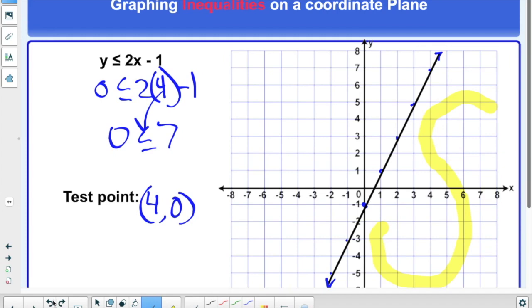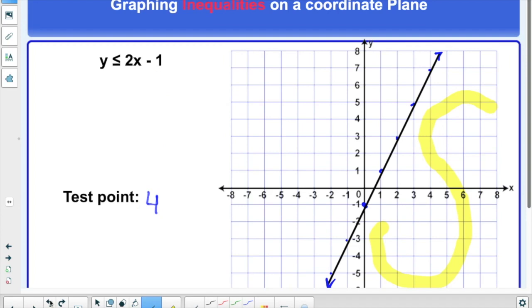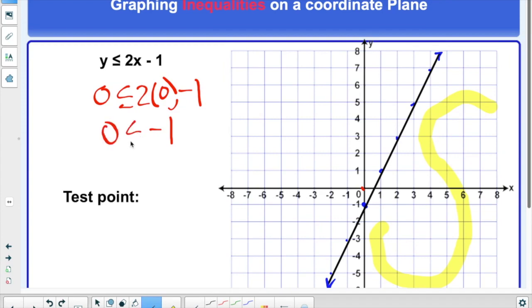You'll see, if we test another point, let's just say, I'm going to test out something really, really easy. If I test out 0, 0, so this point right here, you'll see that it doesn't work. So if I plug in 0 for y, and I plug in 0 for x, 2 times 0 is 0, 0 minus 1 is negative 1. So we have 0 is less than or equal to negative 1. That does not make any sense. So that's how you know we shaded in the right area, because the point 4, 0 that we plotted before worked, and 0, 0 does not.